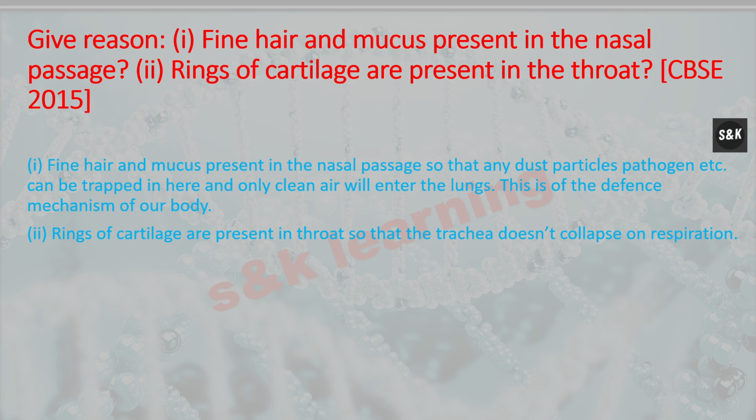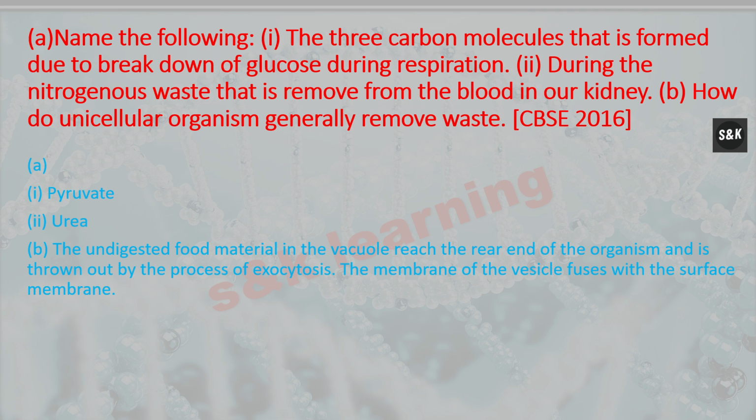Give reason. Fine hair and mucus are present in the nasal passage. Fine hair and mucus are present in the nasal passage so that any dust particles, pathogens, etc. can be trapped in there and only clean air will enter the lungs. This is one of the defense mechanisms of our body. Second, rings of cartilage are present in the throat. The rings of cartilage are present in the throat so that the trachea does not collapse during respiration.